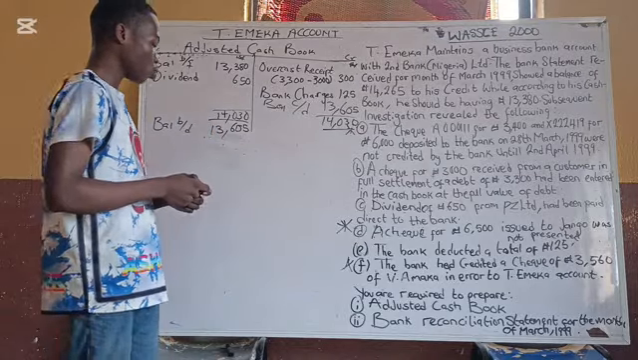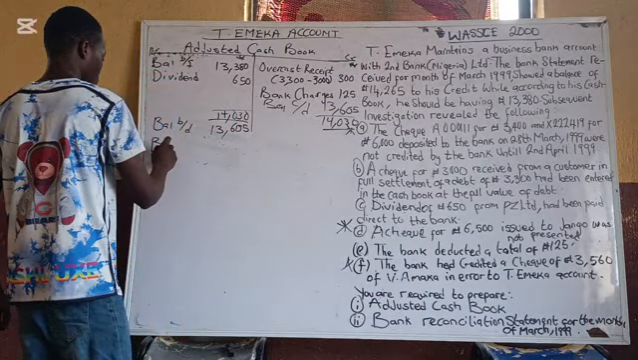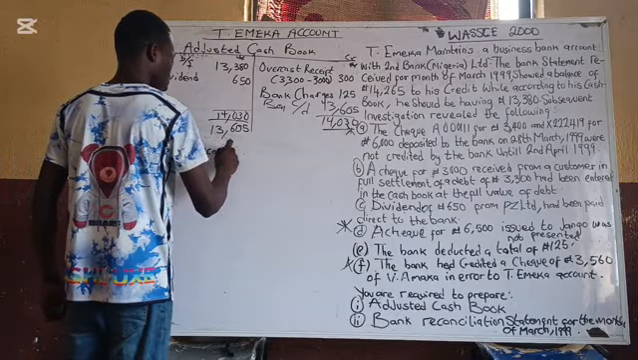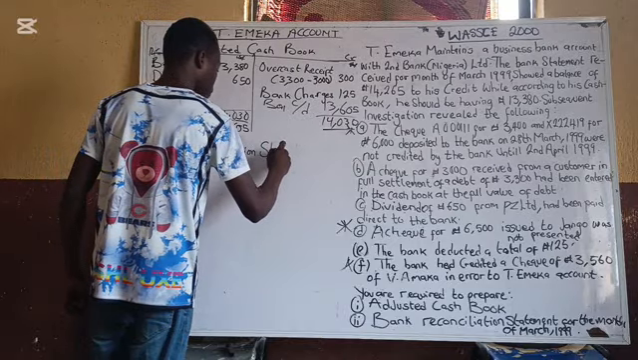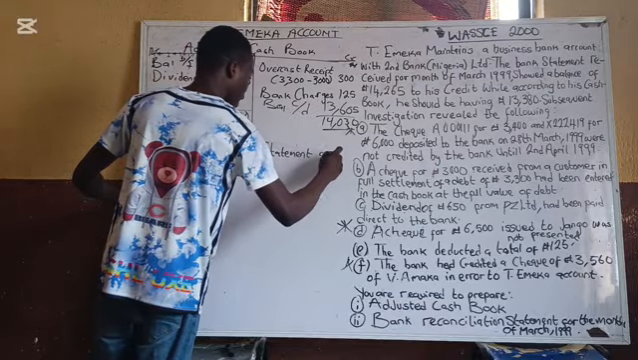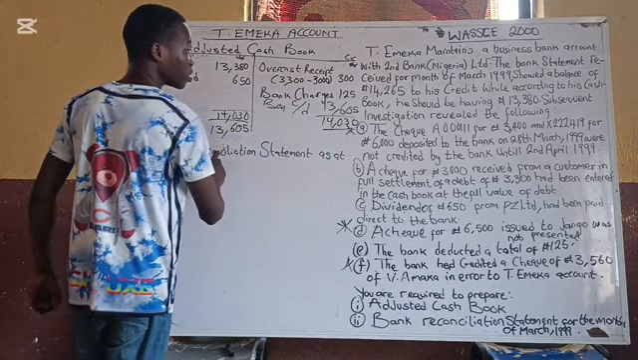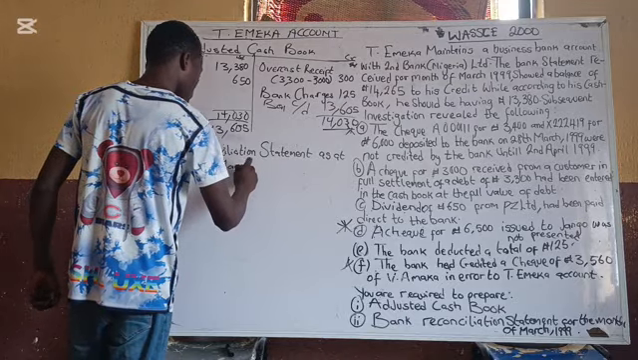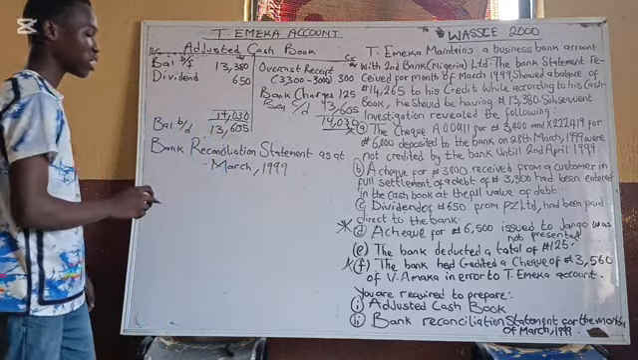Now we are going to prepare our bank reconciliation statement. So we are going to have bank reconciliation statement as at the date, which was March 1999. You get it now.